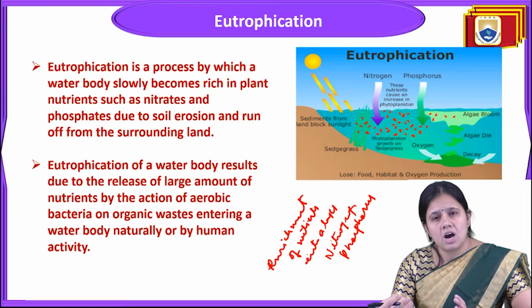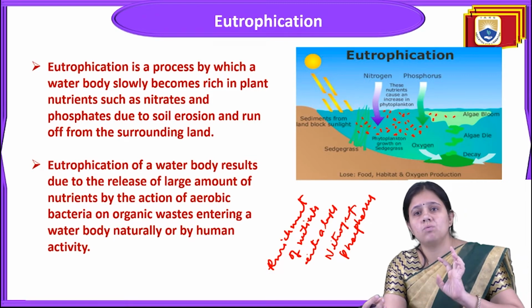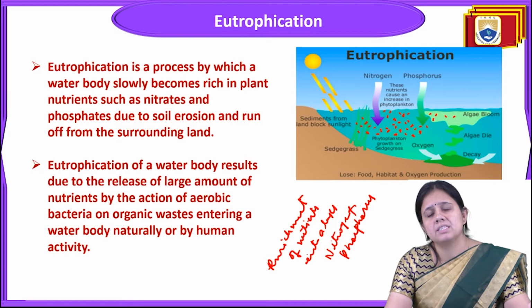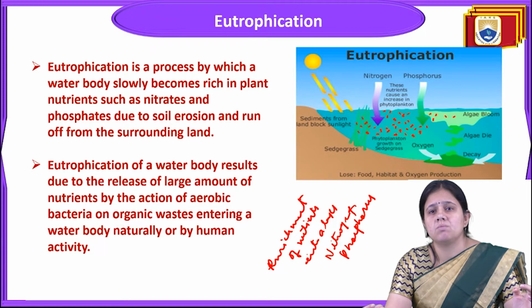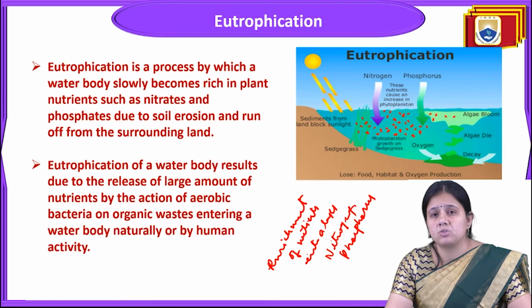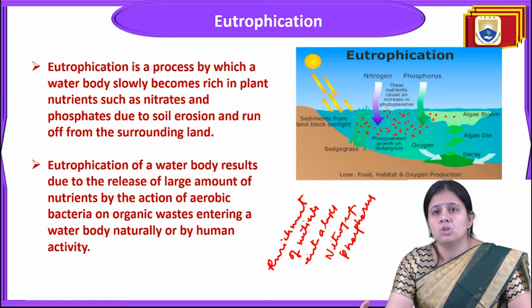After eutrophication, the water body changes, with a large amount of nutrients produced by the action of bacteria on organic waste. This waste sometimes enters naturally, or sometimes through human activity, some anthropogenic activity. So this was about eutrophication.